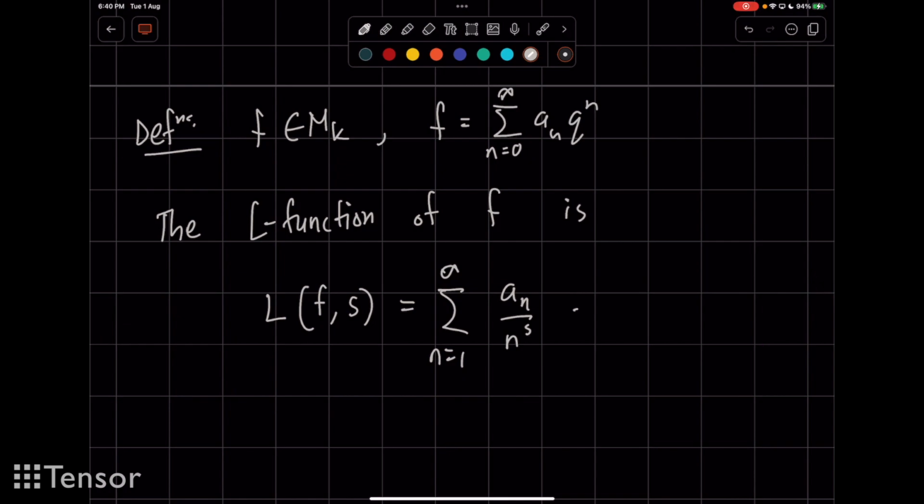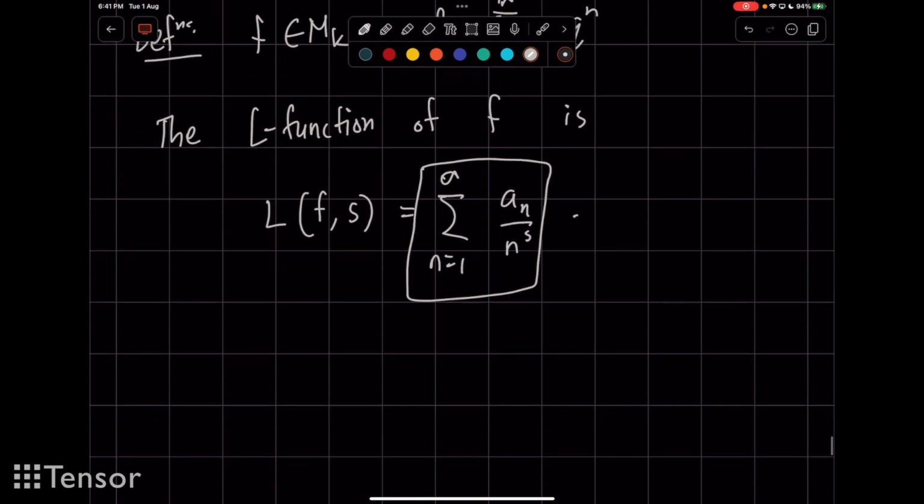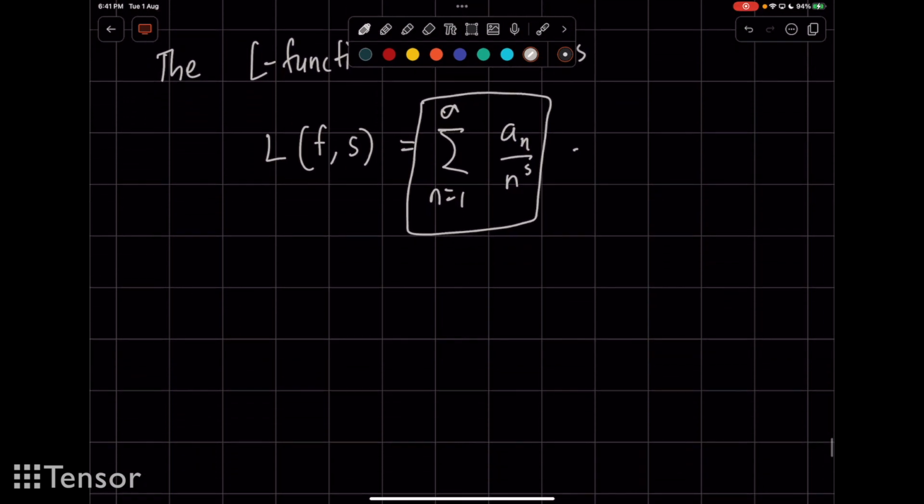For defining the L function of a modular form, what we do is that we take the q expansion, we remove the zeroth coefficient, then we get a sequence of the coefficients, and using those coefficients we form the Dirichlet series. So it seems like the L function is forgetting the zeroth coefficient, but who knows? Maybe it remembers somehow.